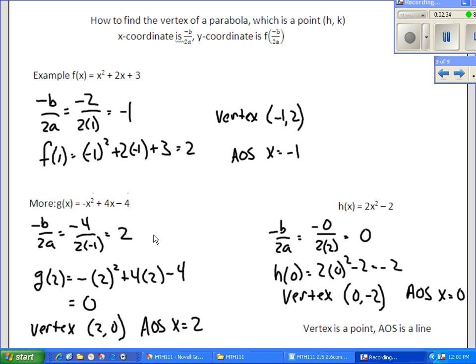A couple more examples. Negative b over 2a in this case would give us x equals 2. Substituting the 2 in, watch the negative on here. We have to first square the 2, then apply the negative. We'll end up with 0 for the y-coordinate of the vertex. So the vertex is 2, 0, and the axis of symmetry is x equals 2. So it's always x equals whatever the x-coordinate of the vertex is. And then our third example, since b is 0, our x-coordinate of the vertex is just 0, which gives us negative 2 for the y-coordinate, and then the vertex is 0, negative 2, and the axis of symmetry is x equals 0.